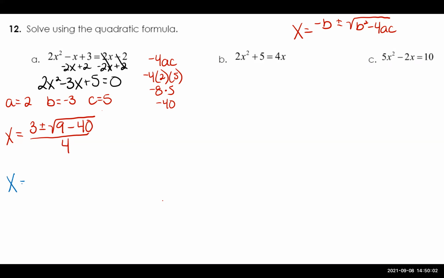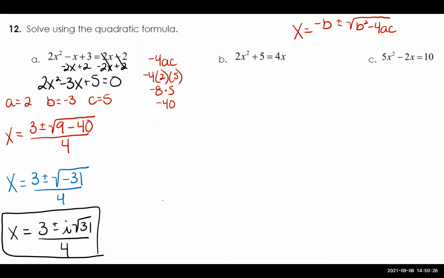So we want to simplify our radical. We'll have 3 plus or minus the square root of 9 minus 40, which is -31, all over 4. 31 is prime, but I can take out the -1 as an i. So we have 3 plus or minus i root 31 all over 4. And that would be our final answer.